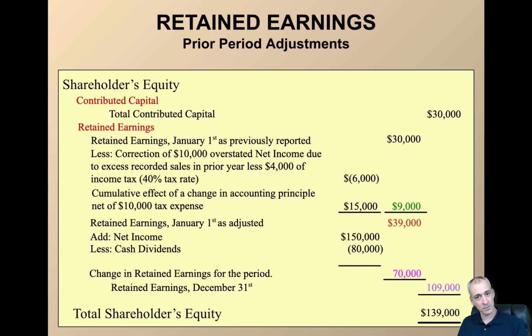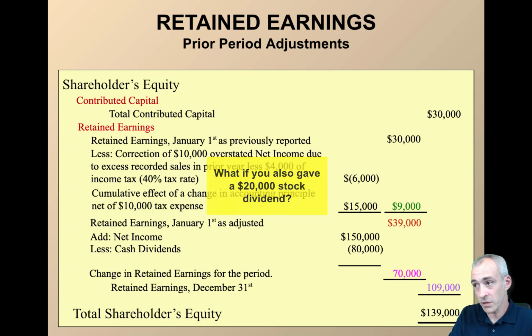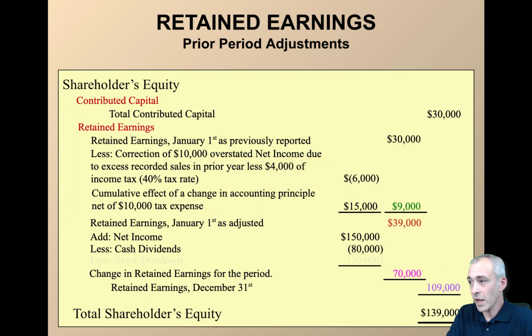Pause, rewind if you need to. Here's how a stock dividend, if you gave a stock dividend, would change this. And if you paid attention, all that's going to change is retained earnings is going to leave and go up top to the contributed capital section. So if you also gave a $20,000 stock dividend this year for whatever reason, here's what would happen. In the dividend section, you would show stock dividends 20,000. That would then reduce your total retained earnings at the end of the year.